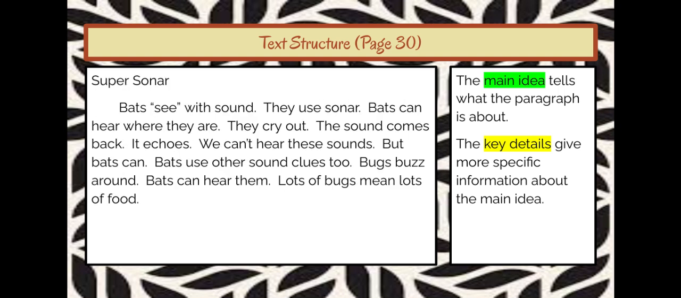Bats see with sound. They use sonar. Bats can hear where they are. They cry out. The sound comes back. It echoes. We can't hear these sounds, but bats can. Bats use other sound clues too. Bugs buzz around. Bats hear them. Lots of bugs means lots of food.